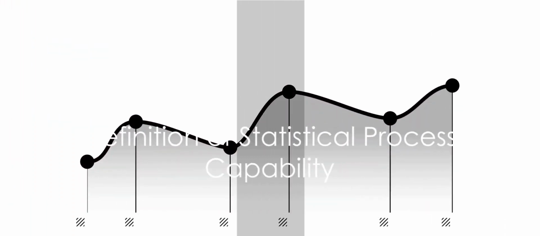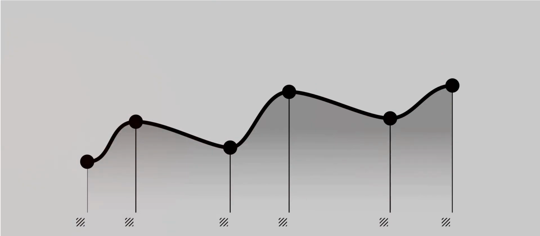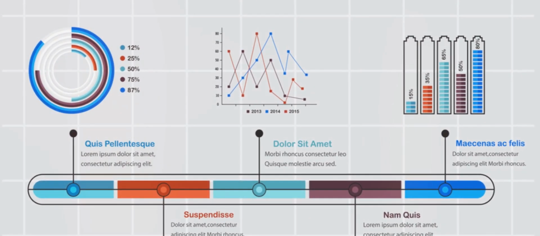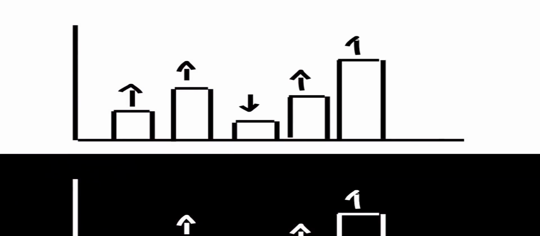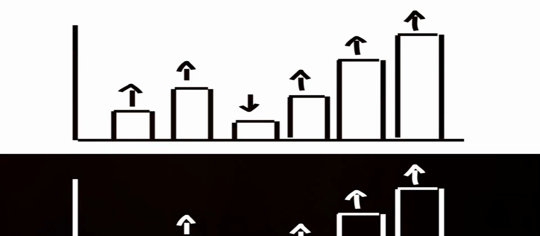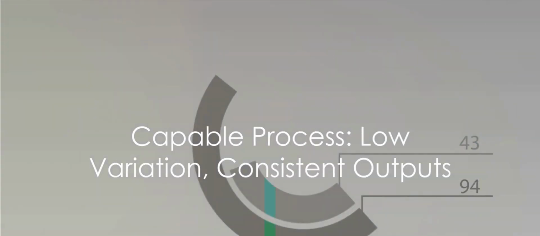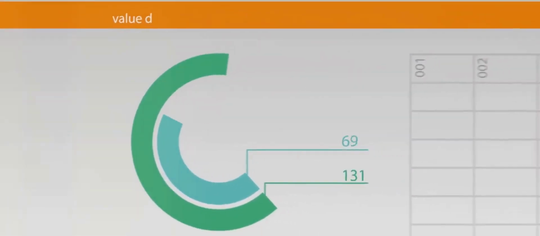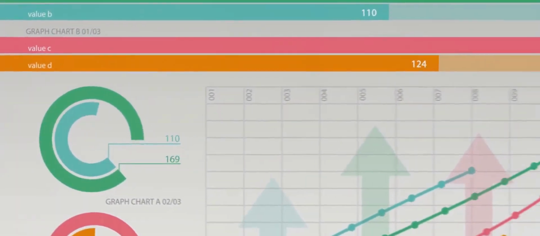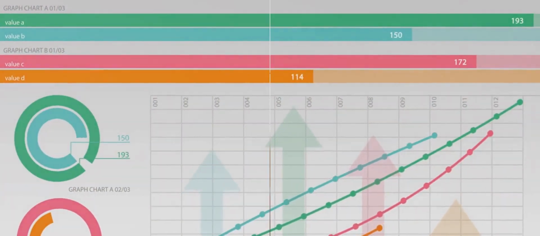Statistical process capability, in essence, is the capacity of a process to meet the requirements or specifications of a product or a customer. In simpler terms, it's a measure of how well a process is performing in relation to quality and variation. When we talk about a capable process, we're referring to one that exhibits low variation and consistently produces outputs that fall within an acceptable range of values.